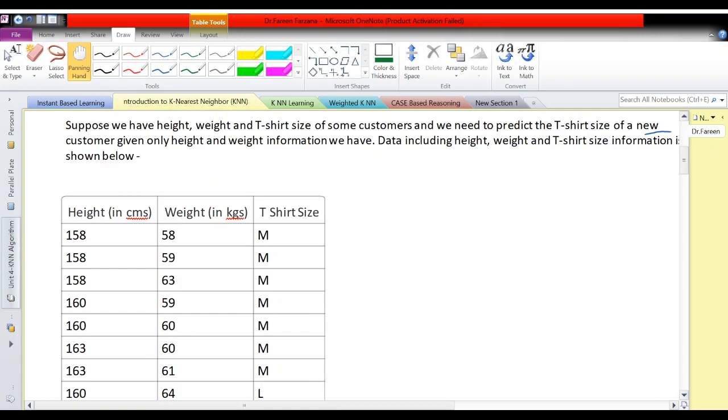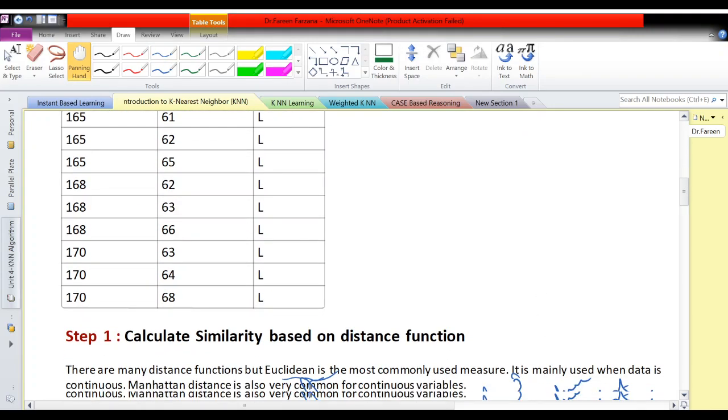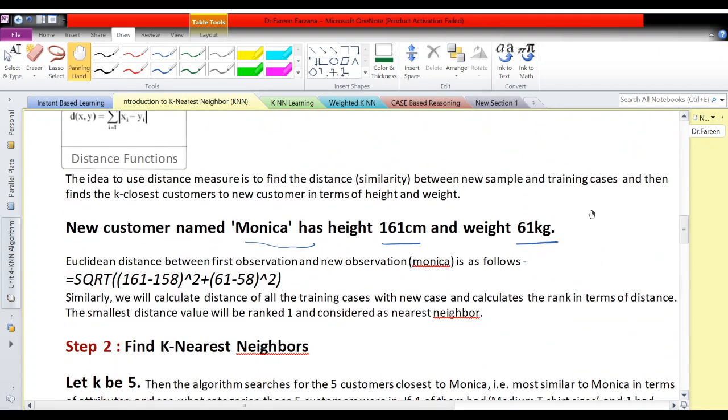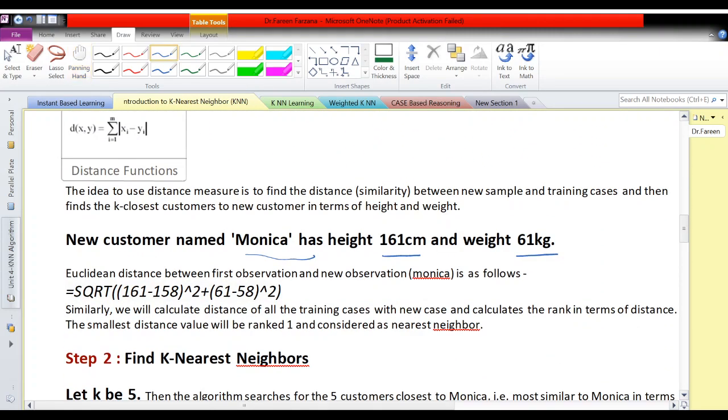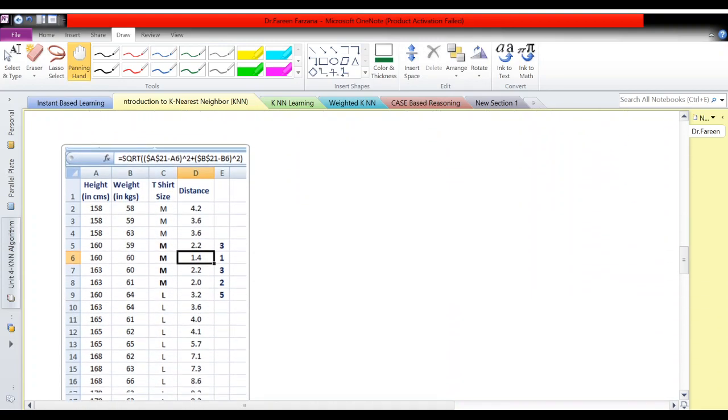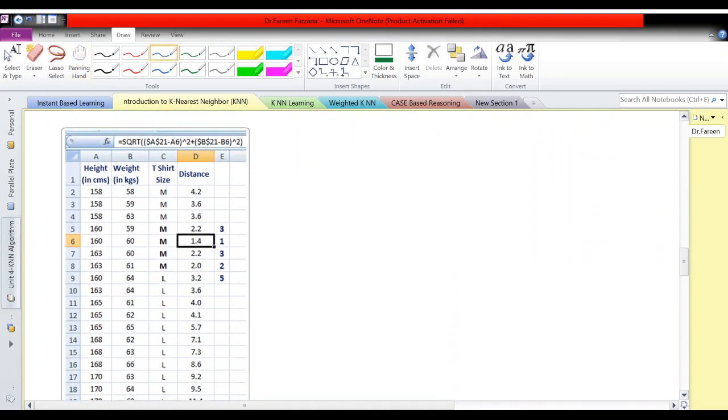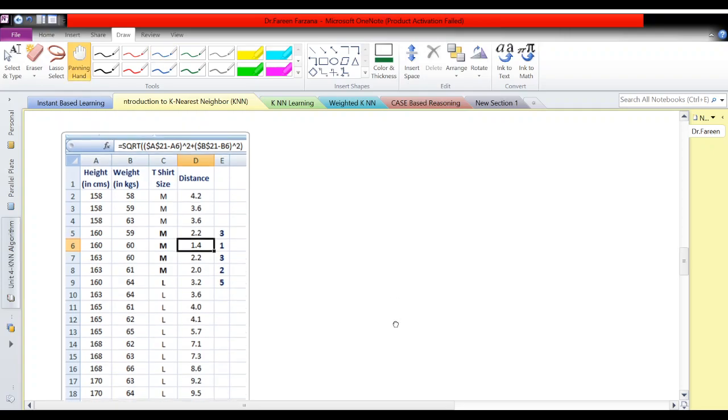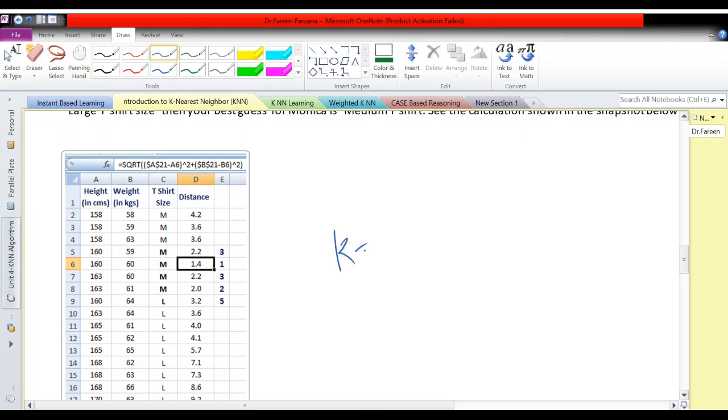The first cell, your height is 158 and weight is 58. So Monica's height is 161. So 161 minus 158 is 3 squared, and again 3 squared. So 3 squared plus 3 squared will be 18. Similarly we have to calculate the distance values, and we have to find the nearest neighbor. So here they have implemented it with the help of an Excel sheet, and they have applied the formula, and they have found that here we have assumed the k value to be 5. So they have taken the first 5 ranks.